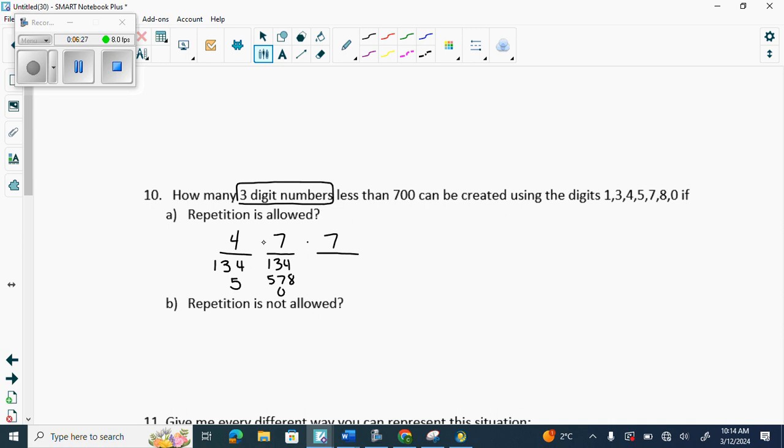Then the end, I could only end in 4, 8, and 0, correct? So I would have 3 options. If it said odd, I could end in the other one. So you have to watch for those words. So, what's 4 times 7 times 7?